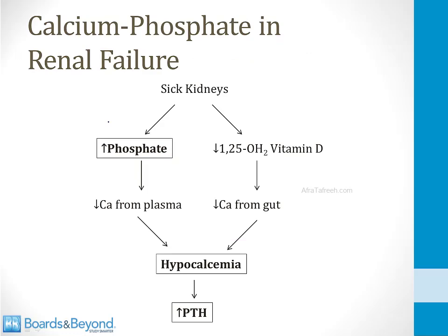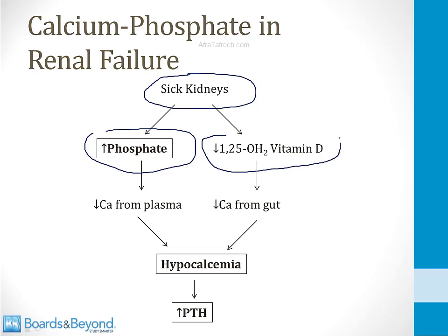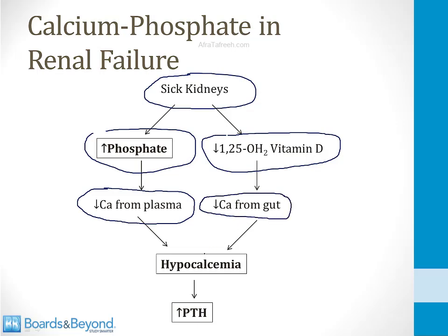On this slide, I've shown the mechanism behind the chronically low calcium in patients who have renal failure. So patients with sick kidneys will have an elevated phosphate level because they cannot excrete the phosphate. In addition, they have low levels of the active form of vitamin D because the kidneys normally activate vitamin D. The high phosphate can bind with calcium and pull it from the plasma, and this will lower the serum calcium level. In addition, the low levels of vitamin D lead to less calcium being reabsorbed from the gut. So this all combines to cause hypocalcemia, which is what you see in renal failure, and this leads to hyperparathyroidism.